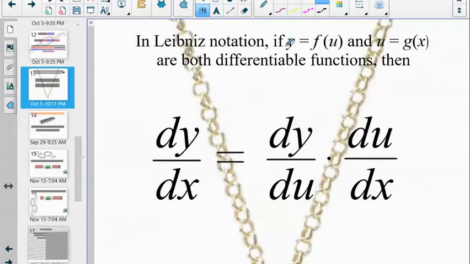I've got y is a function of u and u is a function of g. So this is f of g of x. But instead of using this function notation, we're just using these variables. Basically, it says whatever our big function is in terms of what the inside function is, times how fast that inside function is changing in terms of x. This looks scary. This looks awful.